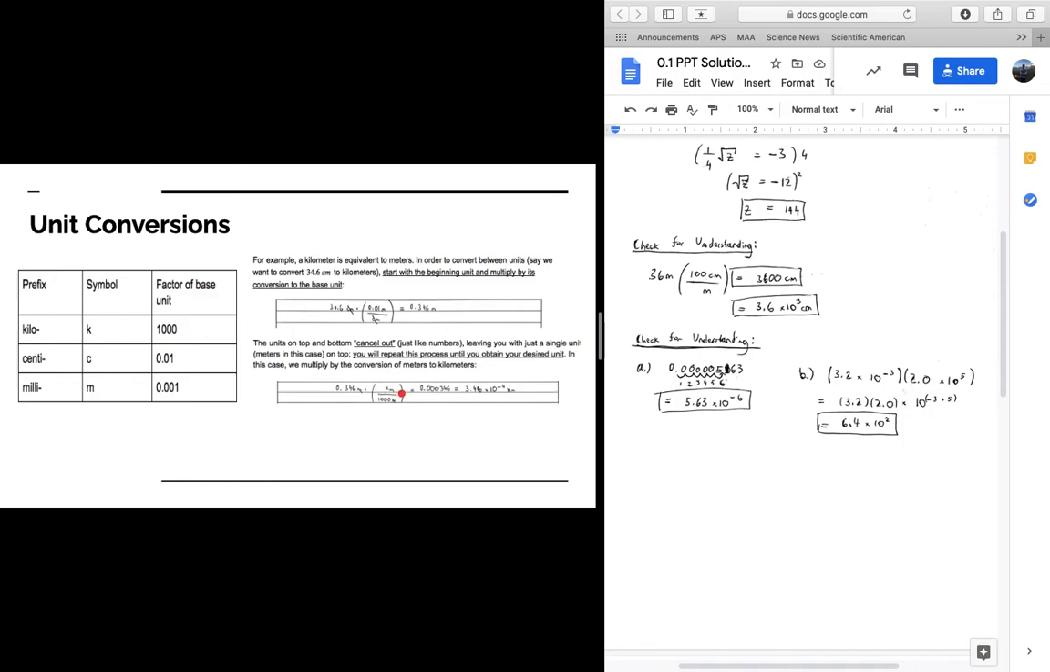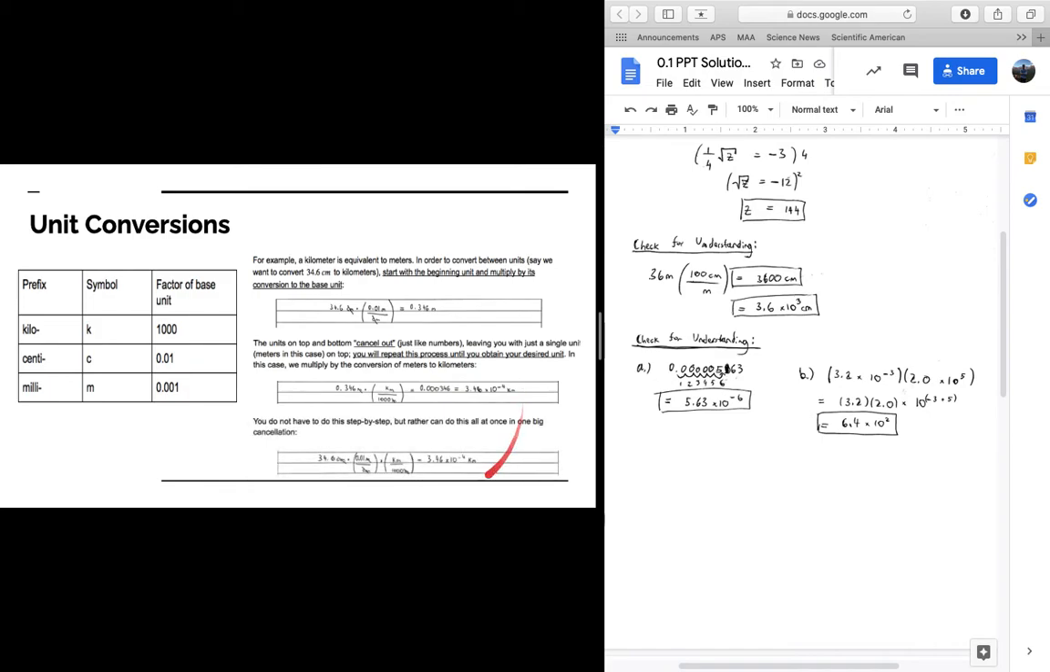Now we need to think about the conversion from kilometers to meters. Specifically, we know there are 1,000 meters in a kilometer, so we're going to have 0.346 divided by 1,000, which leaves you with 0.000346 kilometers, or 3.46 times 10⁻⁴ kilometers.